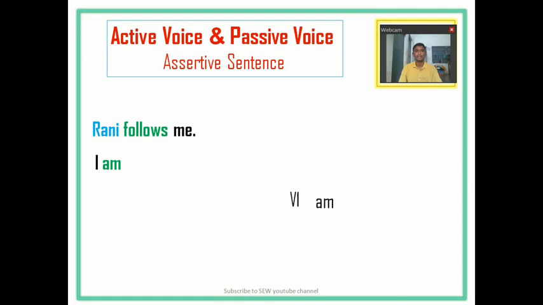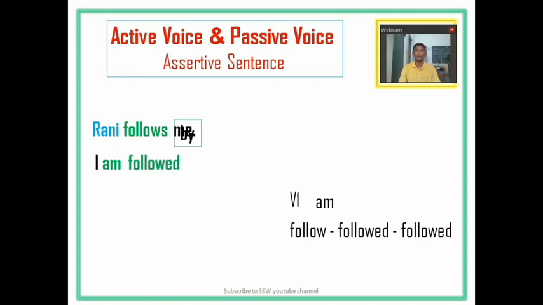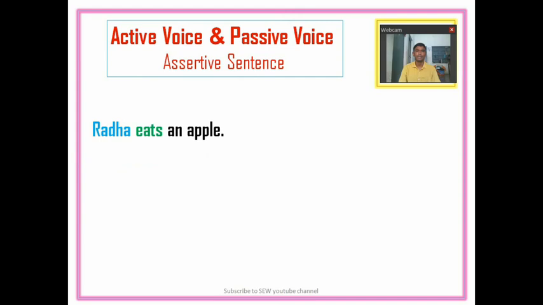I am. Next, what are the verb forms of follow? Follow, followed, followed. So the V3 form should be written: followed. Next, preposition by should be used. Next, what is the subject here? Rani. Rani will remain Rani because nouns do not change. So, I am followed by Rani. I am followed by Rani is the passive form of Rani follows me. Next example, Radha eats an apple. Radha is the subject.